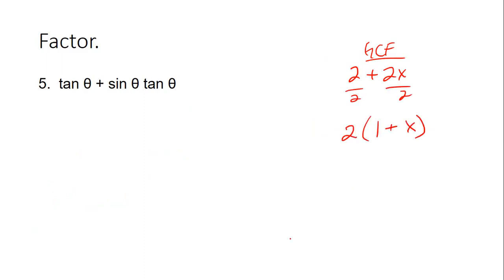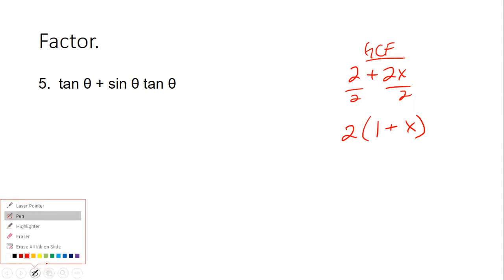The next algebra skill we talked about was greatest common factor. If I had 2 plus 2x, what would you tell me to do? I can factor out 2 from each term, right? And I'll be left with 1 plus x. Correct? Okay, same skill can be applied with trig.